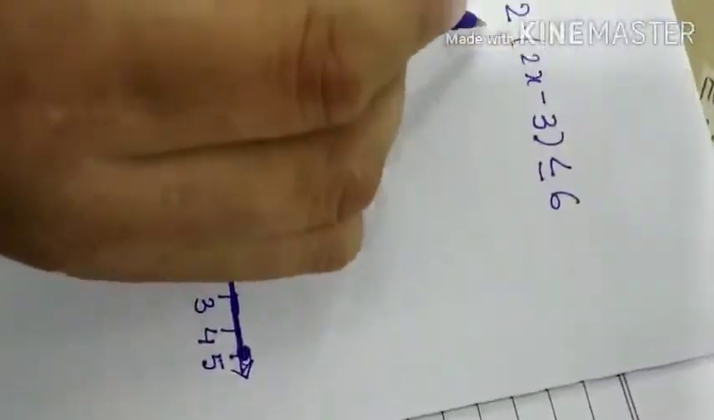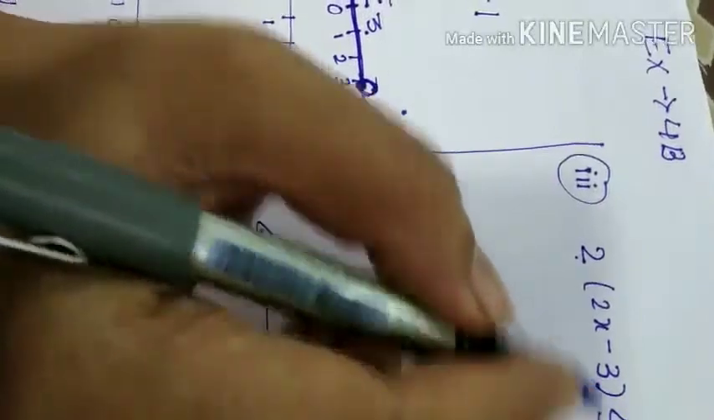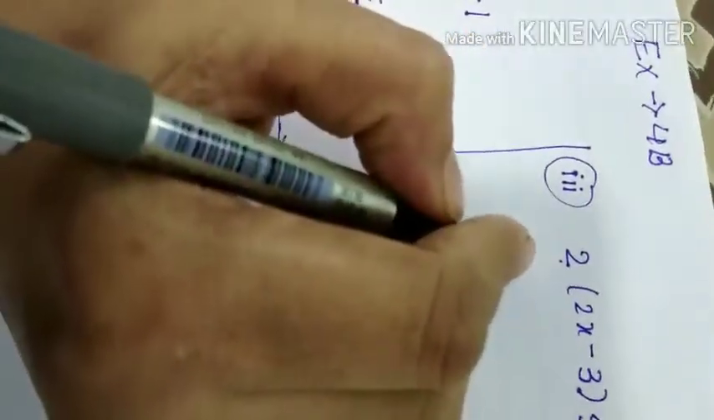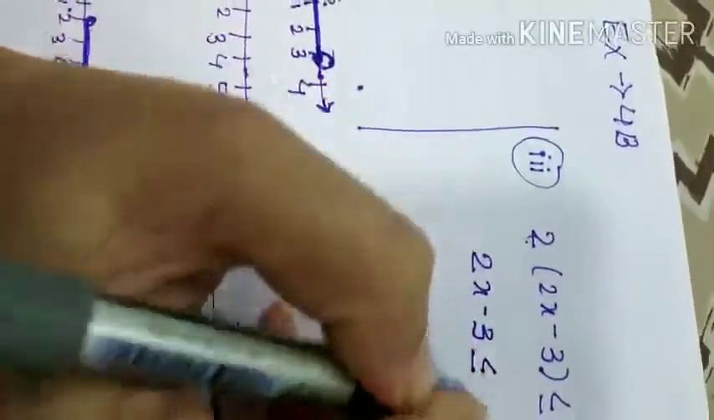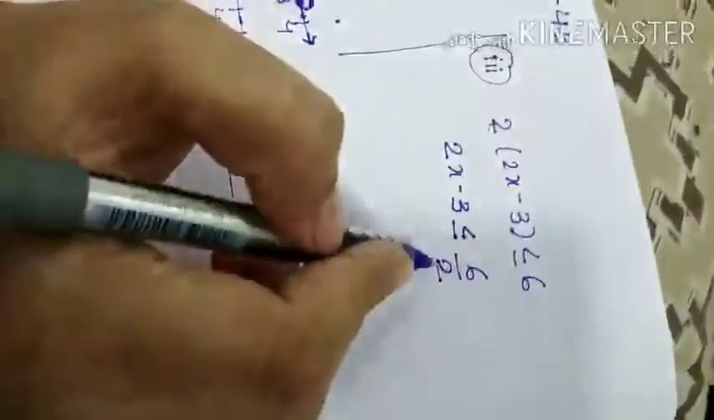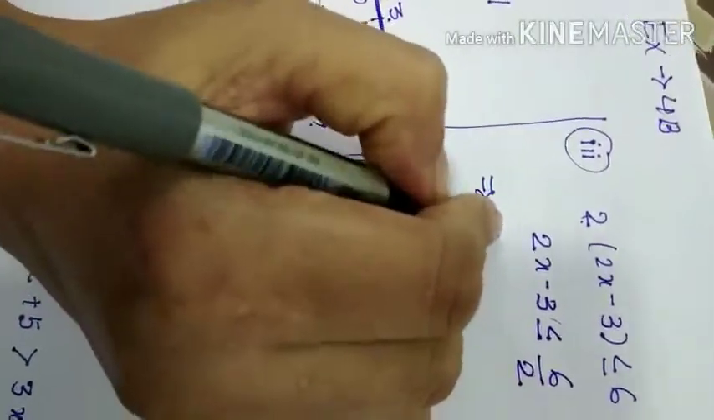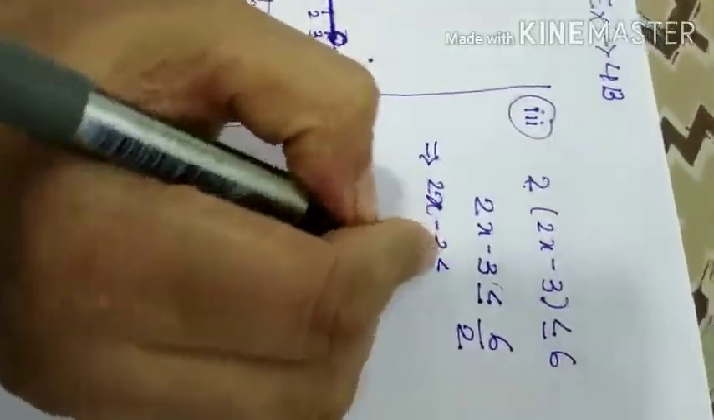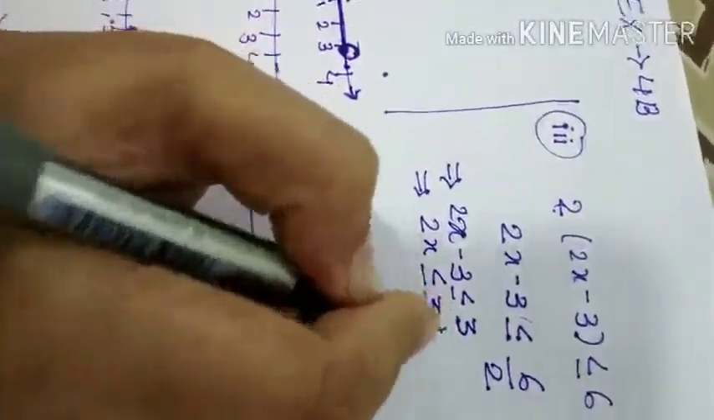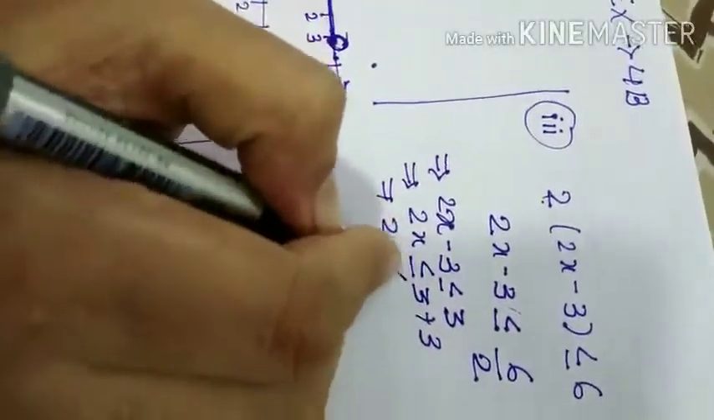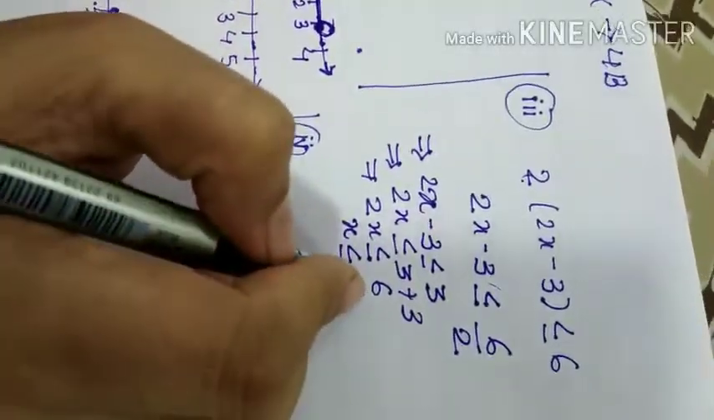Now to understand better, let us see another equation. If we are given 2 into 2x minus 3 less than or equal to 6, this is question number one, third part. We open up a bracket, or we can take the 2 to the other side. We will have 2x minus 3 less than or equal to 6 upon 2. Keep in mind, since the number is positive, we do not change the sign of the inequality. So 2x minus 3 is less than or equal to 3, which implies 2x is less than or equal to 3 plus 3, that is 2x less than or equal to 6, which implies x is less than or equal to 6 upon 2, that is 3.